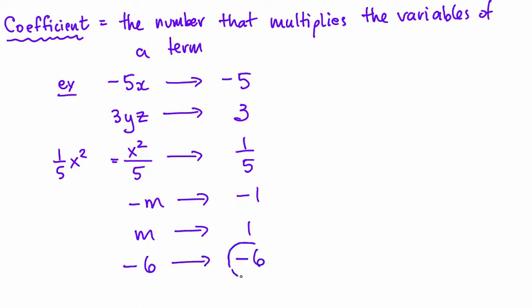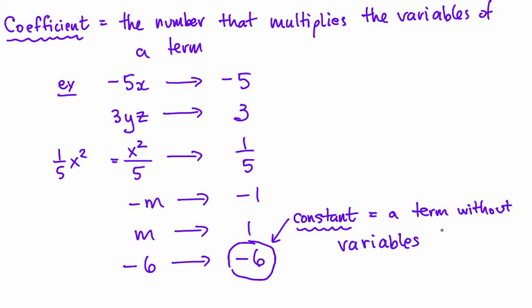And this is a special case because there's no variable part. This is a special case, in which case we don't generally call this a coefficient. Instead, we give it a name, and it's called a constant. So it's a term without any variables to it at all.